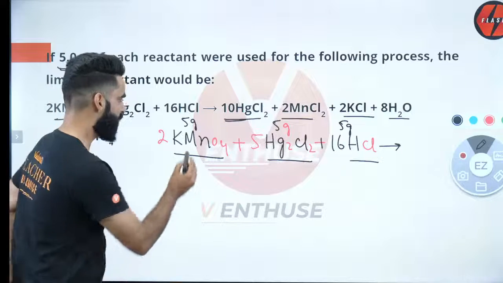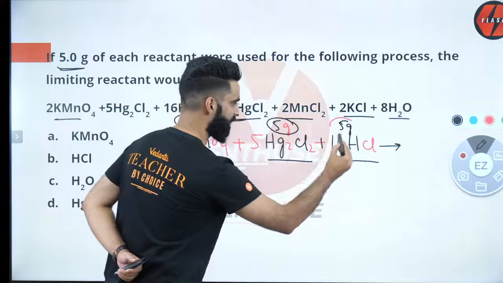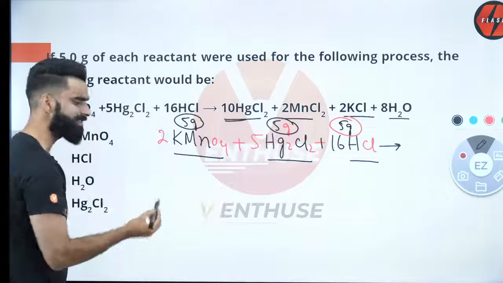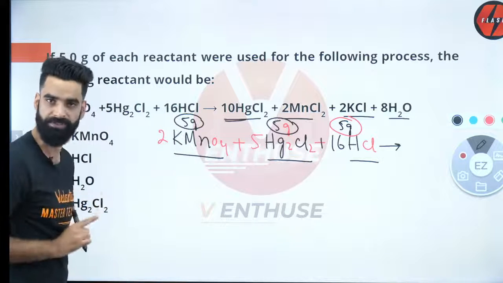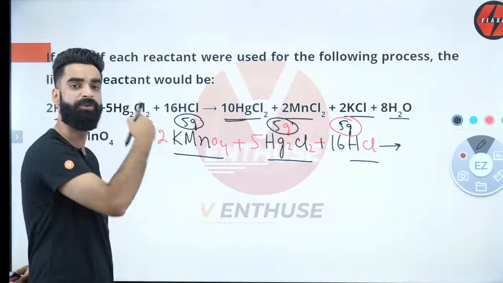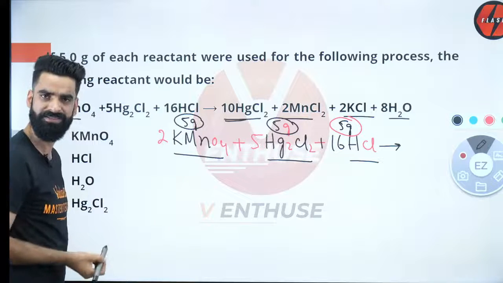The first thing, we are given the mass of the reactants. The first thing I'll be doing is converting the mass of the reactants into their moles, right? And we know how to convert mass into moles. We just divide the mass by their respective molar masses, right?